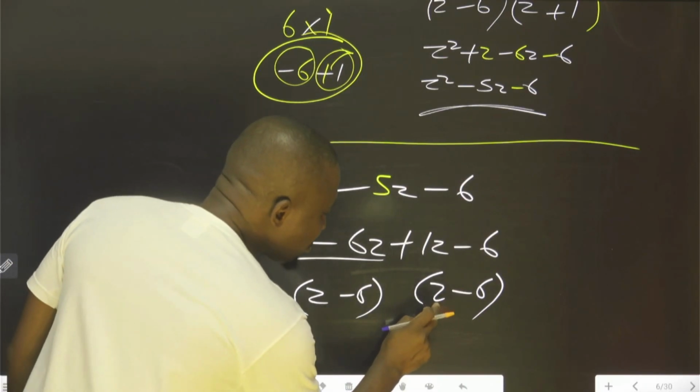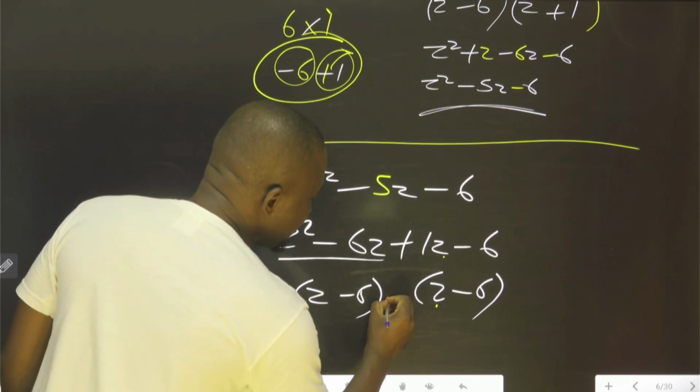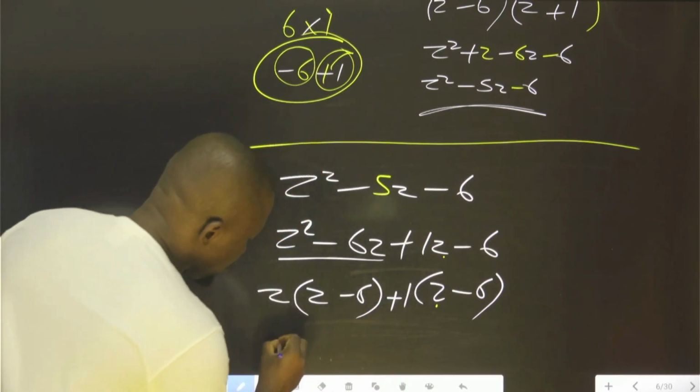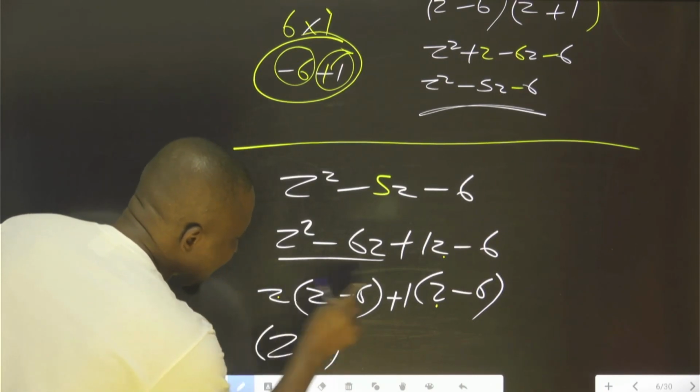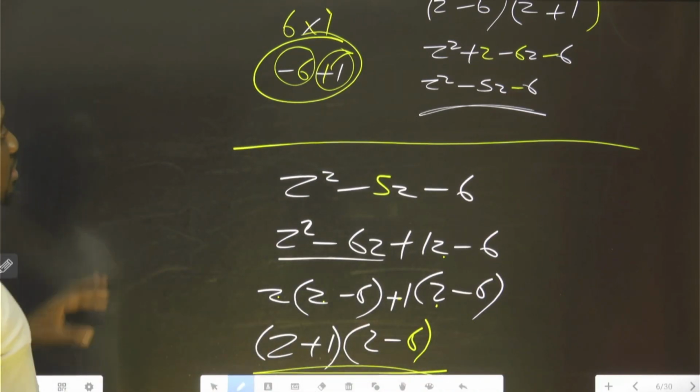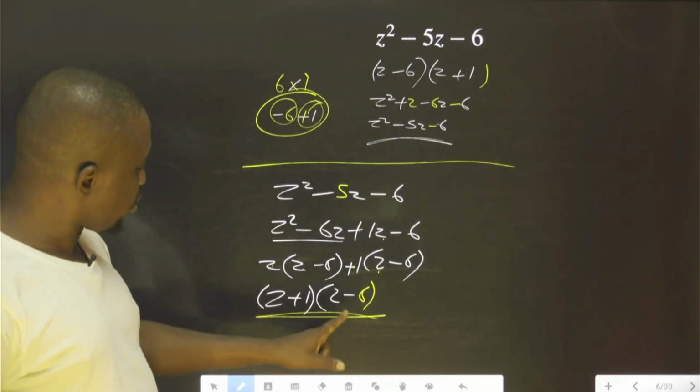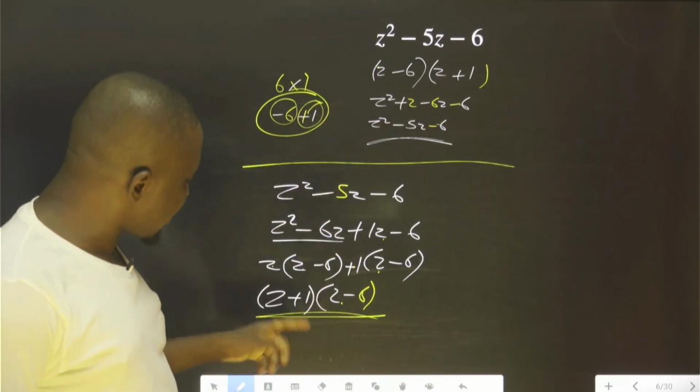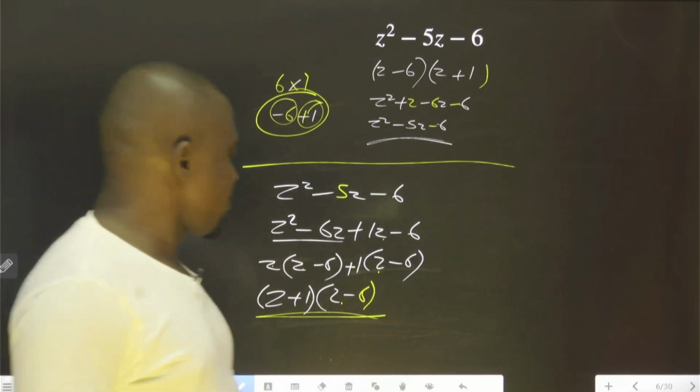Then what can I do to this to have this? It's 1, that is plus 1. So z plus 1, that is this and this. Then I take one of these, z minus 6. See? The same thing. Although this is written before this here, it doesn't matter.